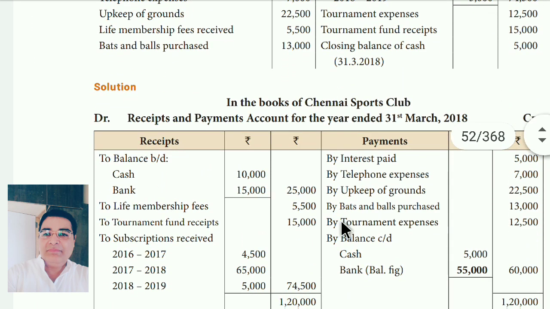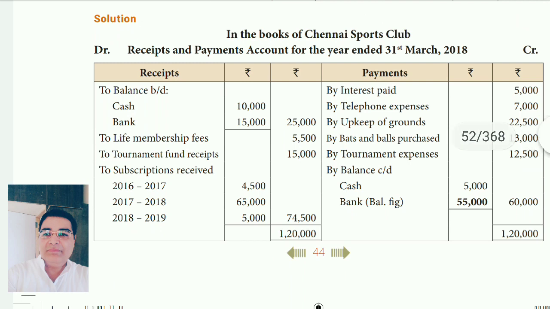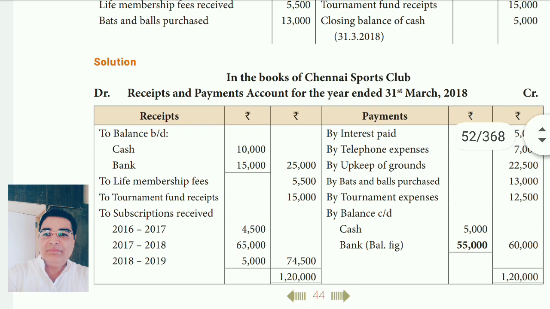Next one. It is clearly given. Tournament expenses rupees 12,500. So by tournament expenses 12,500. Next one, tournament fund receipt 15,000. See here, tournament fund receipt 15,000. Next, closing balance of cash. So you write by balance carried down, cash, in the inner column 5,000. The question is over. Now see the answer.